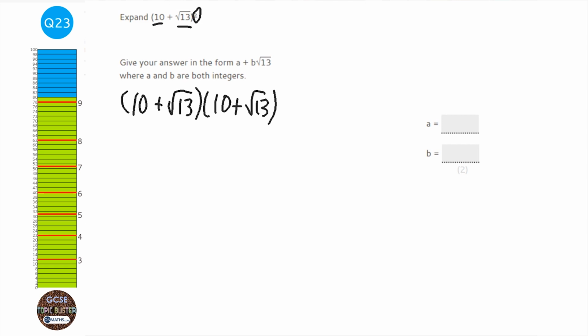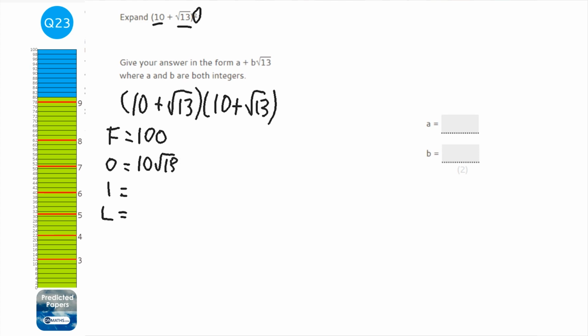So, loads of different methods of working this out. It's very similar to when you do quadratics, although it's with thirds. You can do the first outside inside last, the smiley face, double smiles and rainbows, whatever method you choose. I'm going to be doing FOIL, but I don't mind which method you want to do. And so we're doing first, so 10 times 10, which is 100. Outside, which is 10 times root 13, which we write as 10 root 13. And that doesn't look like a 3 at all.